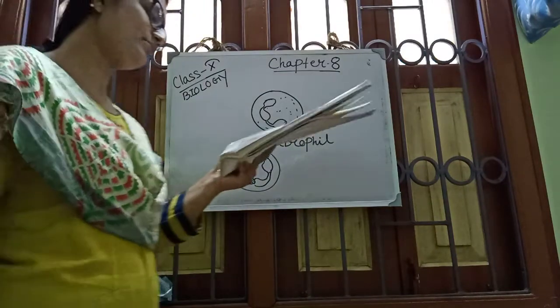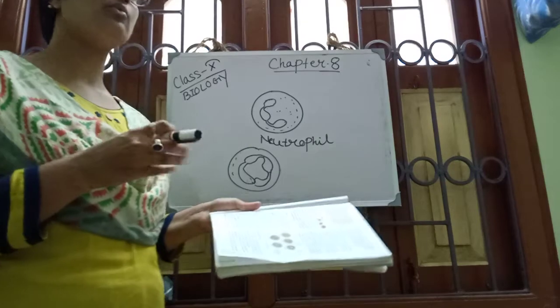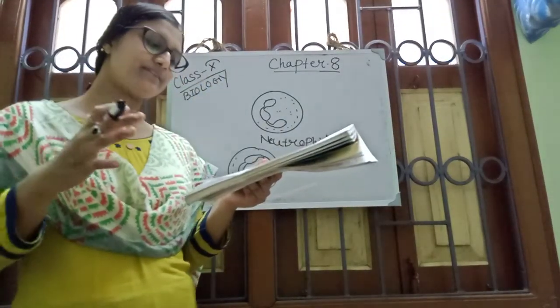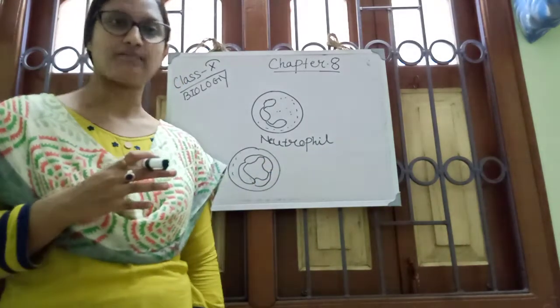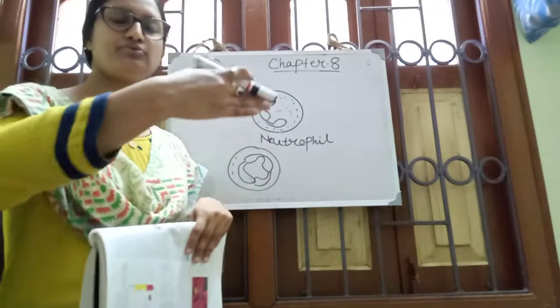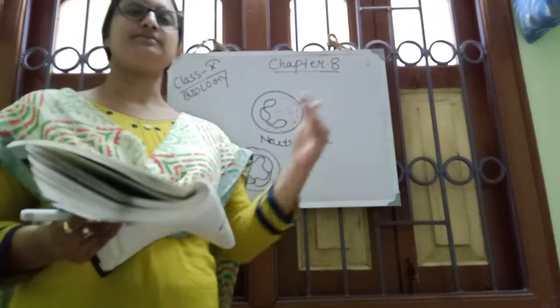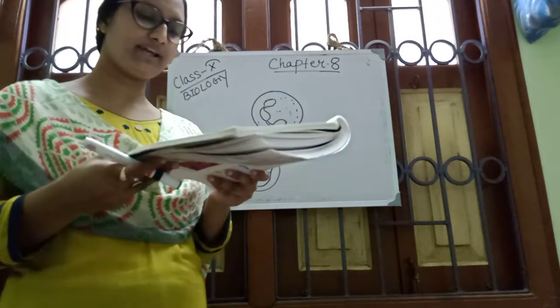And what is the function of the basophil? Basophils produce histamine, a secretion. Histamine dilates the blood vessels, making their walls leaky for the leukocytes to fight the germs. So the blood vessel is dilated, making its walls leaky.